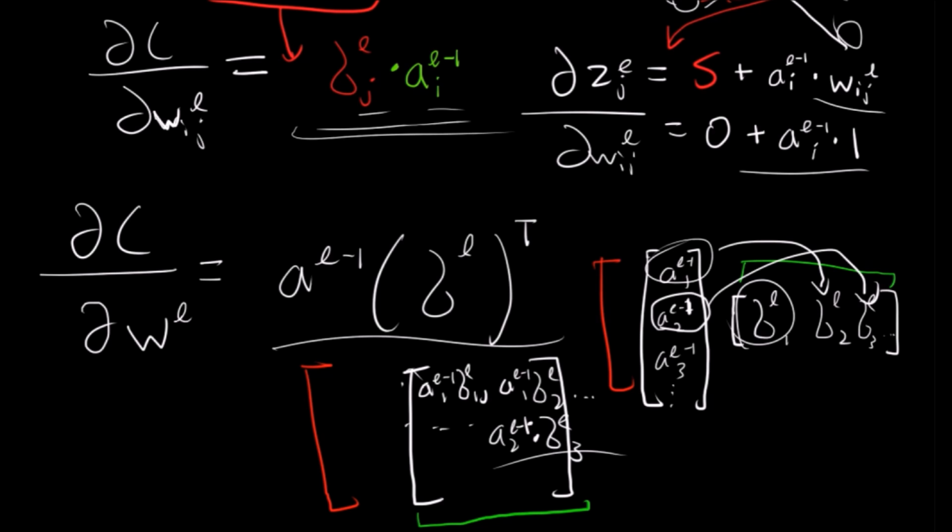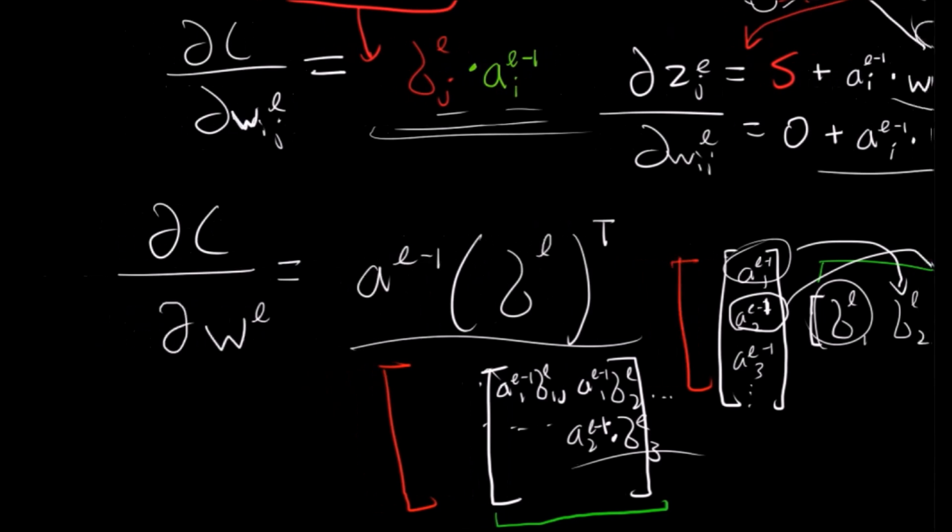Okay, so you may think we're done. You might look at this and say, well, we know how to calculate the deltas, we know how to calculate the partial cost with respect to the weight matrix and everything. So now we're done, we just have to perform all these operations. Well, that's wrong, because we still haven't figured out the biases yet.